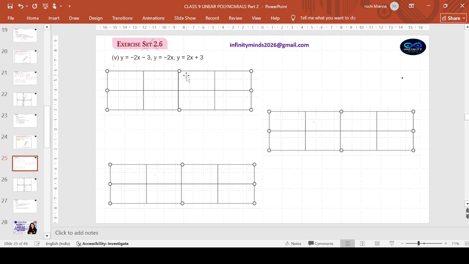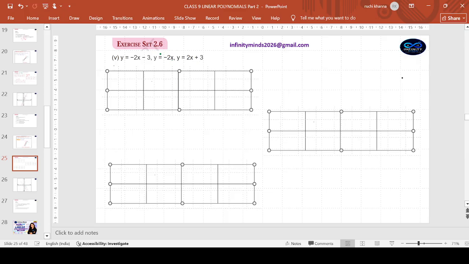Another one to practice. What do you observe? Now you should be able to observe. Minus 2x, minus 2x, negative slopes. Minus 3, y-intercept is present. Y-intercept is not present. And this is positive slope, and y-intercept is present. It's a kind of mixture of all this.